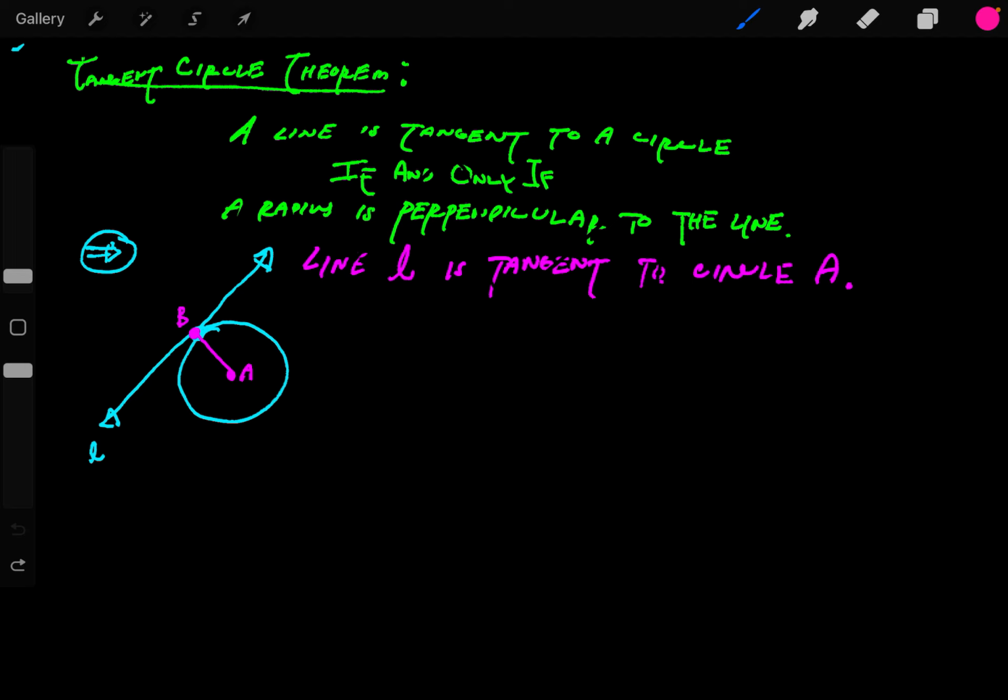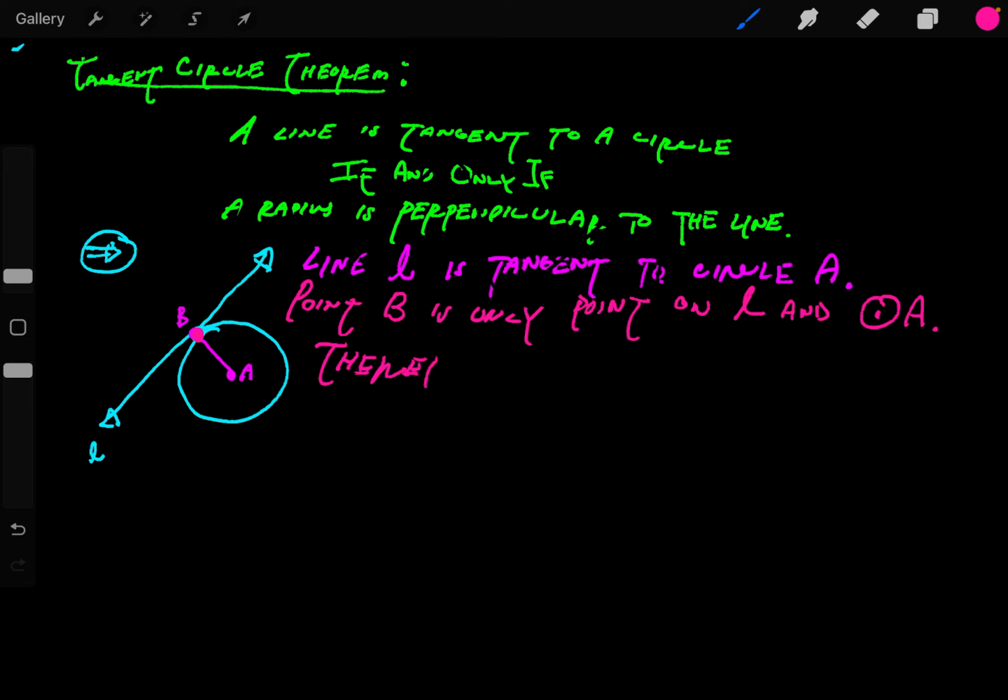There we go. Okay, so point B is the only point on L and circle A. Since it's the only point on L and circle A, we know any other point on L lies on, let's say, the exterior or outside of circle A.